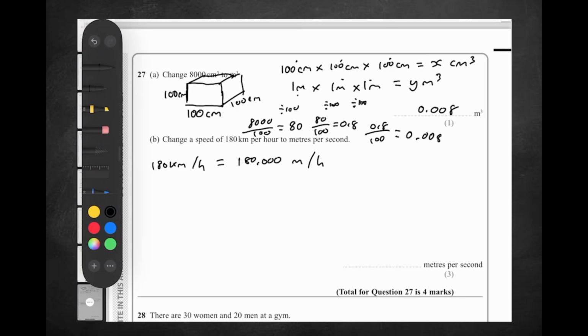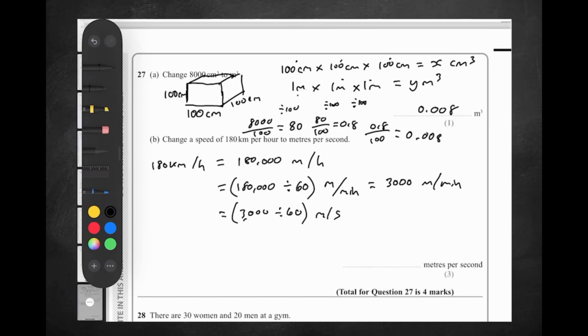And then we need to change it from hours to minutes to seconds. So that's going to be the same as saying 180,000 divided by 60 meters per minute, which is 3,000 meters per minute. That is the same as saying 3,000 divided by 60 meters per second, as there's 60 seconds in a minute, which gives us 50 meters per second.